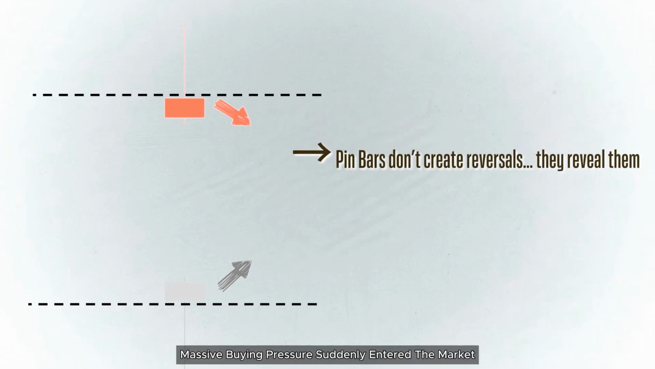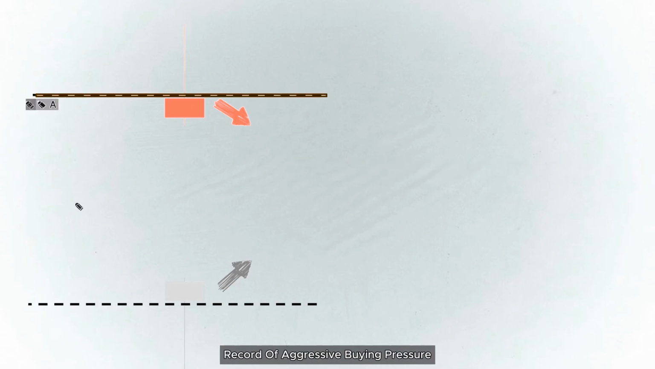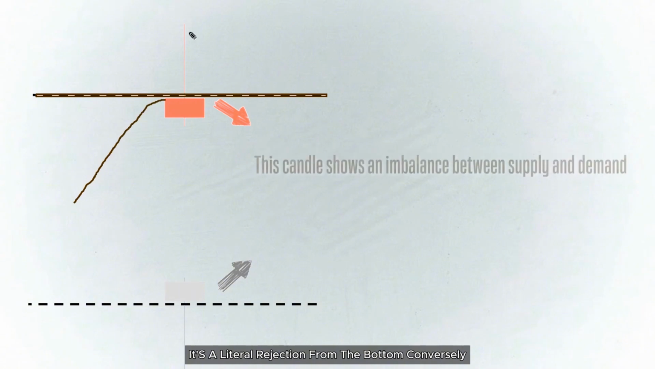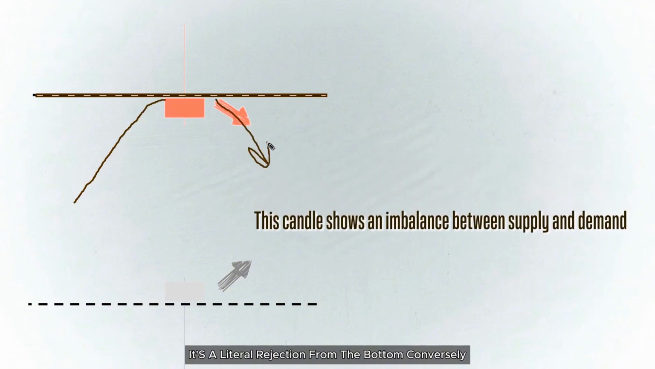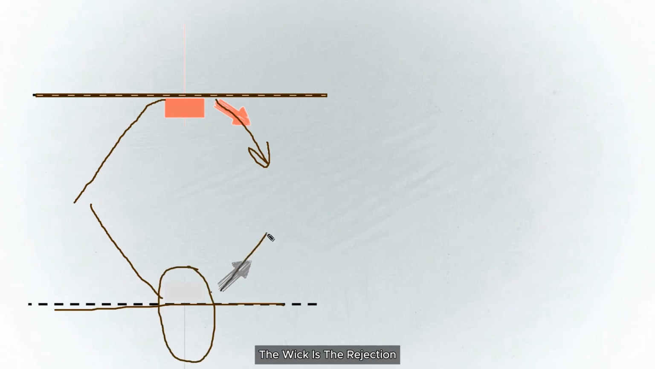Massive buying pressure suddenly entered the market, completely overpowered the sellers, and violently pushed the price all the way back up to close right near where it opened. So, that long lower wick is basically a visual record of aggressive buying pressure. It's a literal rejection from the bottom. Conversely, a bearish pin bar's long upper wick shows us that buyers tried to push the price up, but immense selling pressure stepped in and slammed the price right back down. The wick is the rejection.